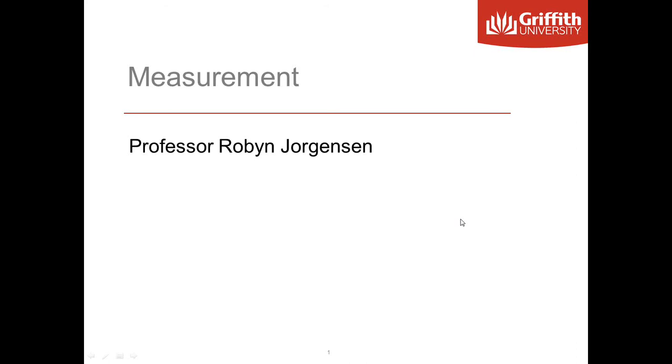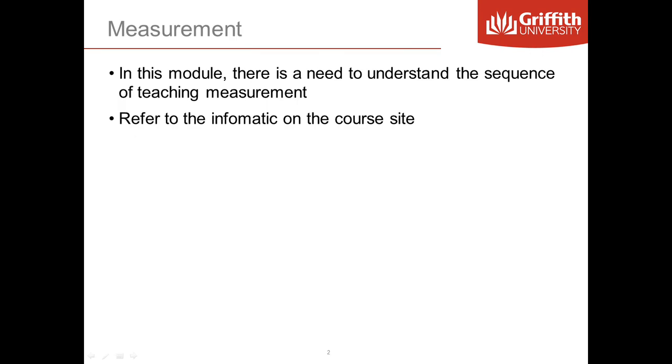This module is looking at the measurement strand of the curriculum, and the measurement strand of the curriculum is exactly what it says. We are measuring different attributes. One of the things that you need to do in this module is understand the sequence about the teaching of measurement. In the early years of schooling, we're very much about developing a sense of whatever the attribute is, whether it's length or area and so on, and how we go about doing that, but also starting to get the children to develop measuring techniques for the different attributes as well.